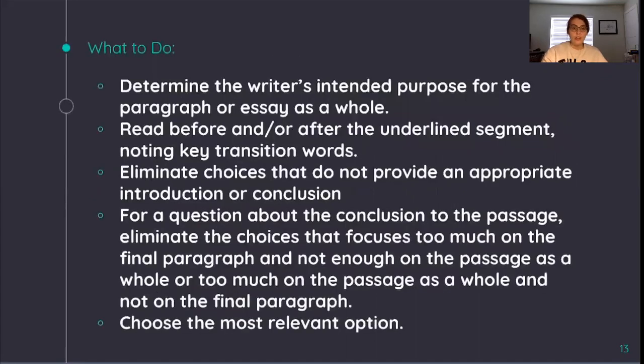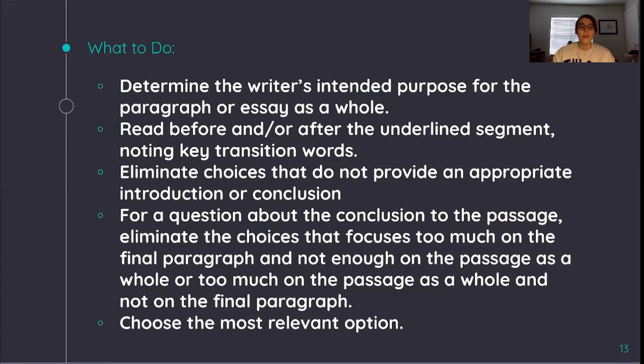So what you should do when you're looking at these is try to determine what the writer's intended purpose for the paragraph or the essay as a whole is. That'll tell you if the introduction and conclusion are appropriate. Read before and after the underlined segments and note any key transition words. Eliminate choices that don't provide appropriate introduction or conclusion. So anything that's just awkward and doesn't sound good when it comes to transitioning, you want to take those away.